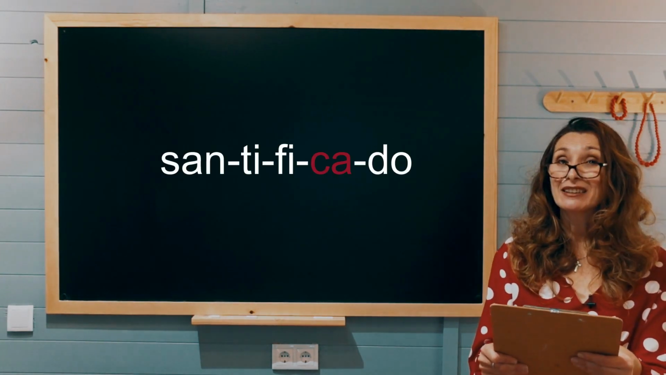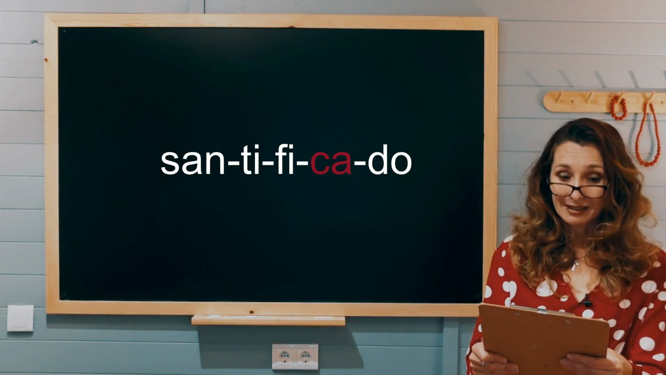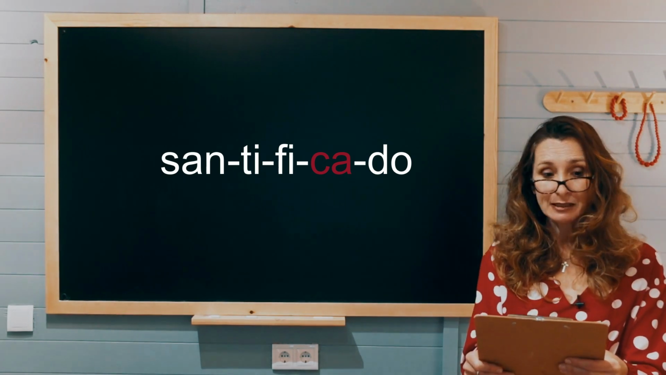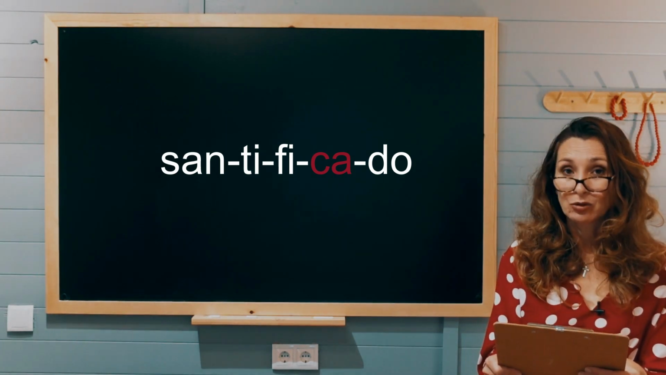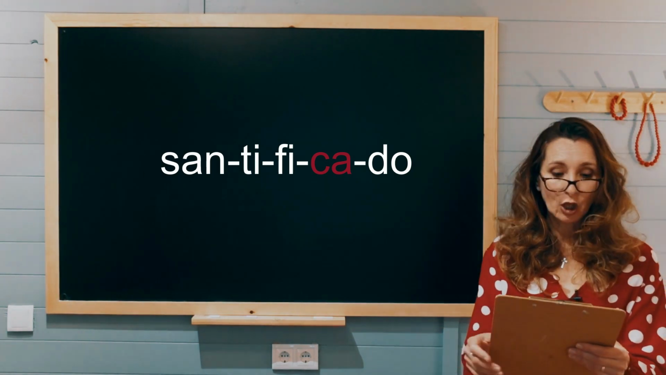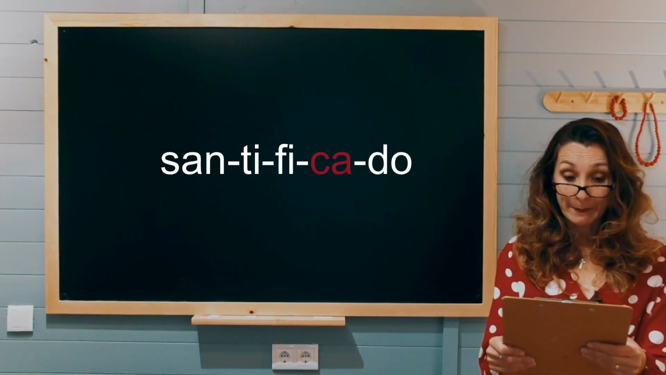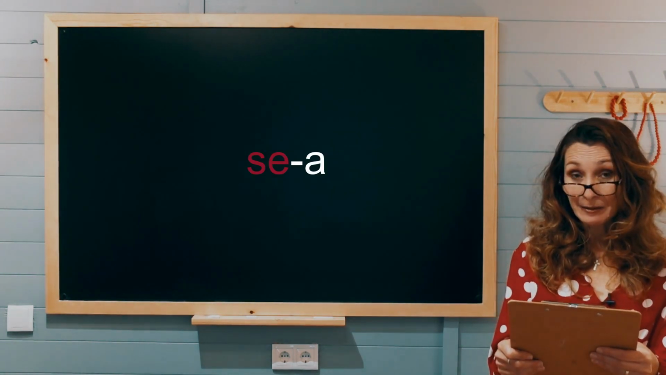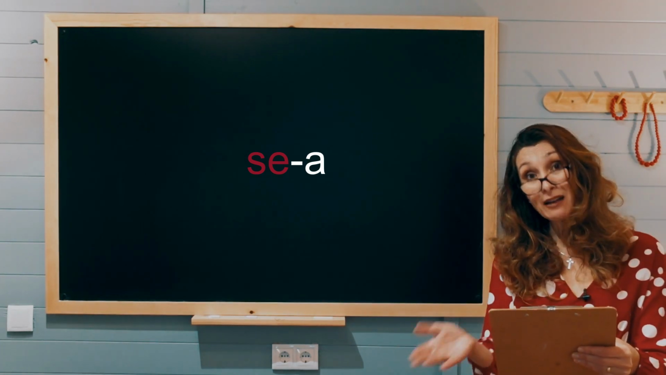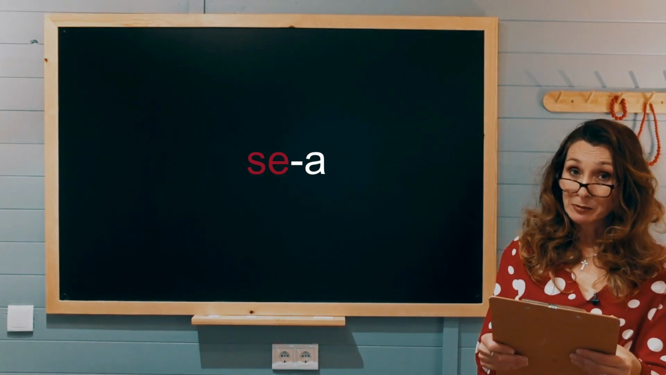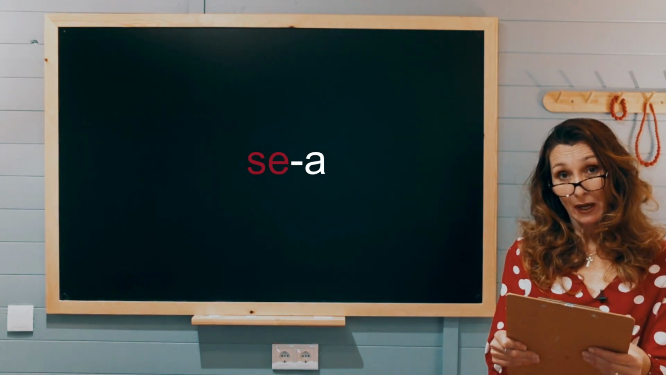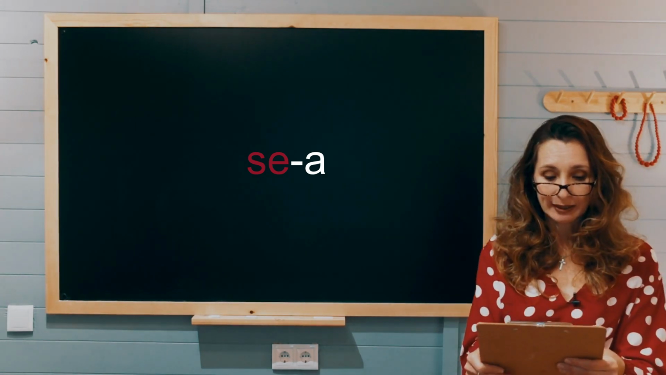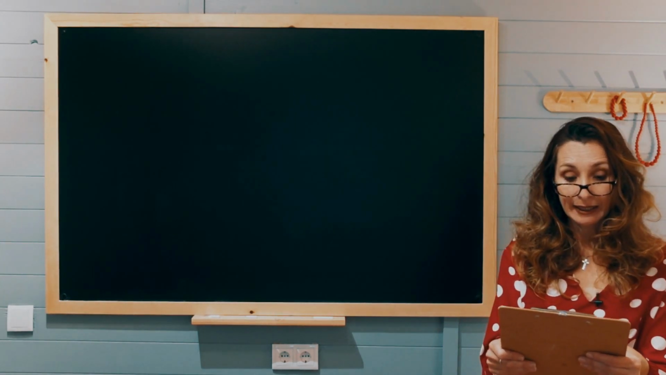Santificado. Ca is accentuated as it should be because it ends with a vowel, so it's the penultimate one. Santificado. Again, no tilde necessary here. Then we have sea. Again, it ends with a vowel, so we expect se to be accentuated, and it is. Sea. Okay, again, no tilde necessary here.